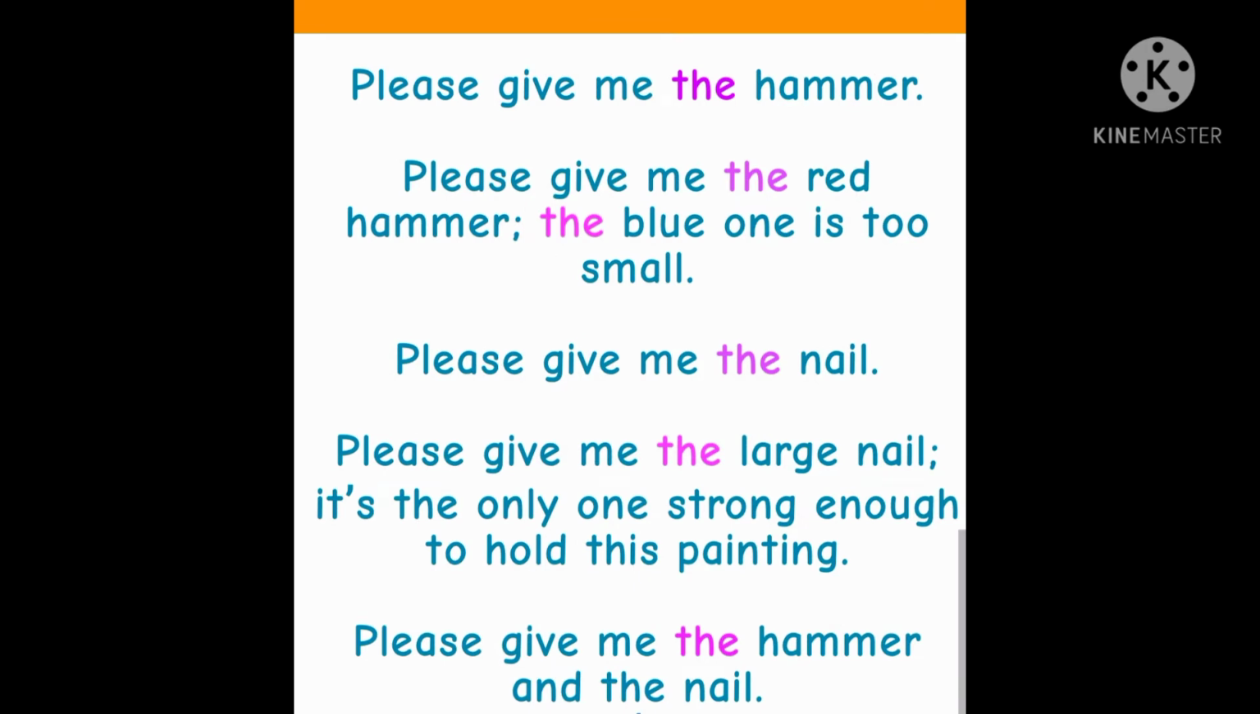Please give me the hammer. Please give me the red hammer. The blue one is too small. Please give me the nail. Please give me the large nail. It's the only one strong enough to hold this painting. Please give me the hammer and the nail. So in these sentences, we are specifying the hammer and we are also particularly telling which nail we want. So the pink letter the becomes the definite article.